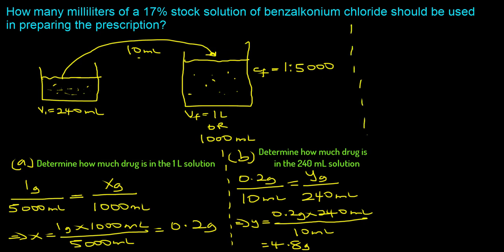So the next step is actually to determine the volume of the 17% stock solution of benzalkonium chloride that you need to use to prepare the 240 milliliter benzalkonium chloride solution. And so the way we'll do that is to make use of the percentage concentration of the stock solution of benzalkonium chloride. And so in the question it states that it is 17%.